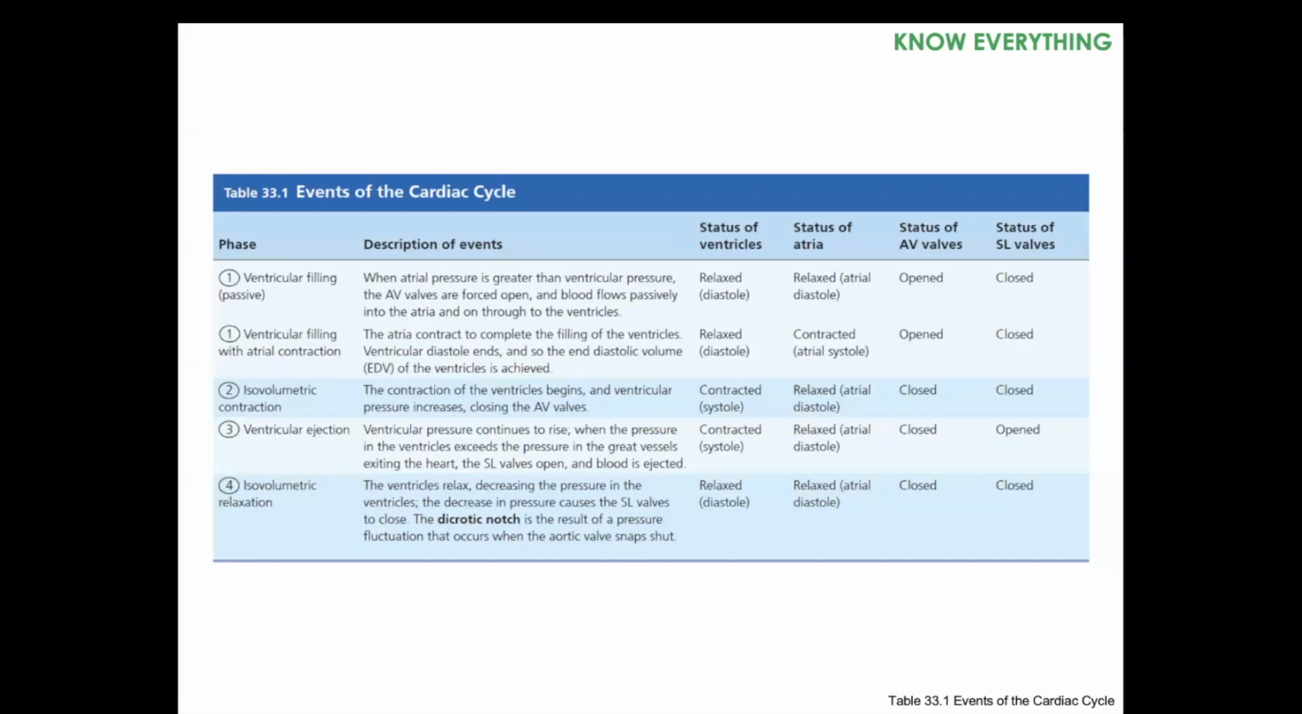Next, we have our isovolumetric contraction. This is the beginning of ventricular contraction. Ventricular pressure increases and it will close our AV valves. Next, we have ventricular ejection. This happens when ventricular pressure continues to rise, causing the semilunar valves or SL valves to open and blood will be ejected from the heart. And then lastly, we have our isovolumetric relaxation. This happens when the ventricles relax, decreasing the pressure in the ventricles. That decreased pressure will cause the semilunar valves to close.